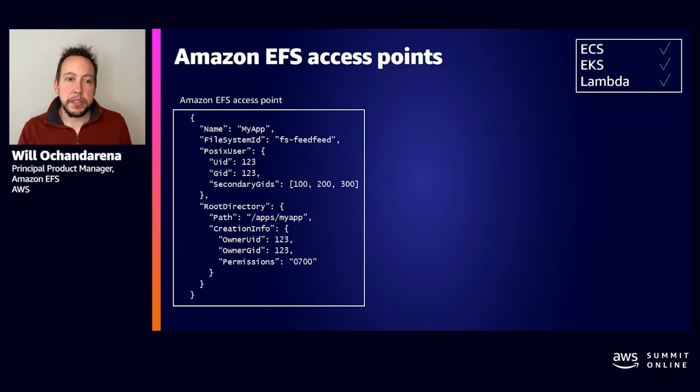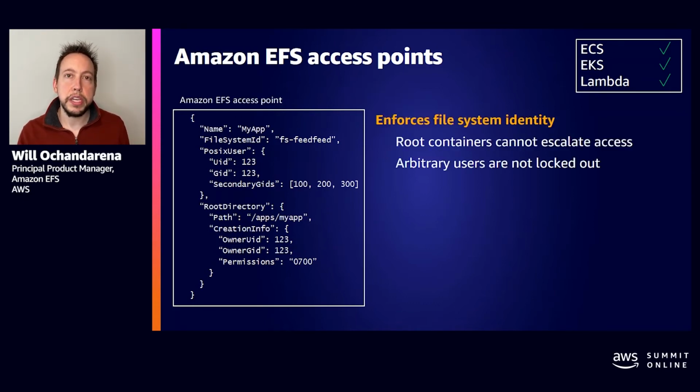The other thing that you see in this definition is the root directory. So here, it's a common case where each application that comes into a file system should have its own private space, maybe its own private directory. Using this root directory, you can say what the home directory for an application should be. And in the case that that directory doesn't already exist, you can say how you want it to be created, what permissions it should have.